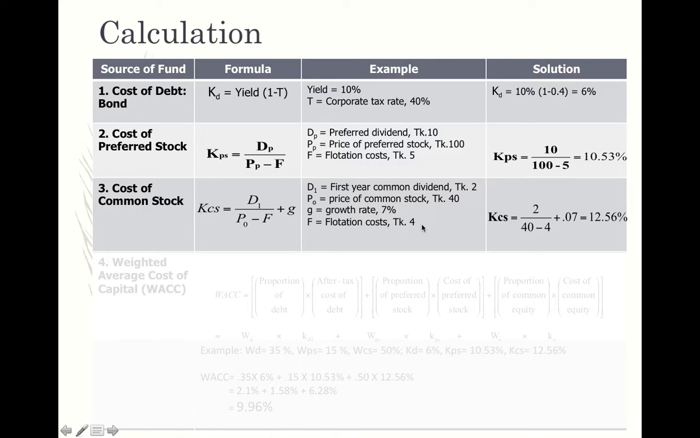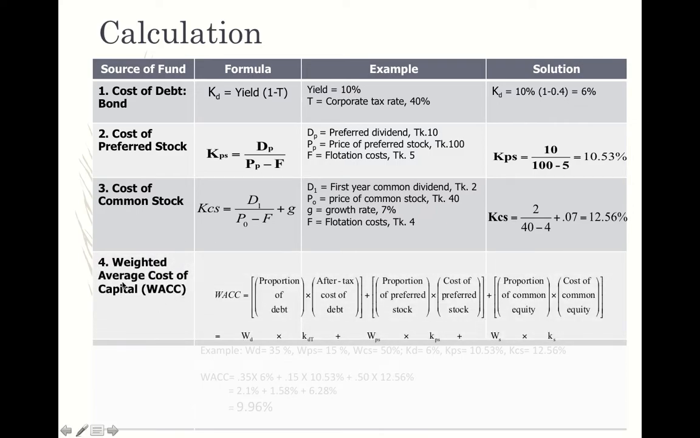Now once we have all these three types of cost, cost of debt, common stock and preferred stock, then our next job is to calculate the ultimate cost of capital, which is known as weighted average cost of capital.